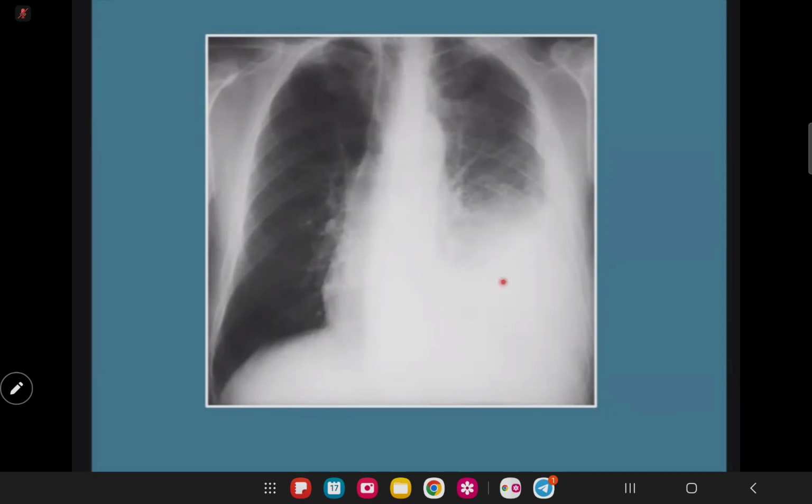Definitely it's not air, because air would be, what color would it be? Black, Doc. Okay, so puti man siya. So it is fluid. So you would have a right pleural effusion. Take note also, actually, di masyado klaro kung dito, but there is supposed to be a meniscus sign there. So that is your effusion.